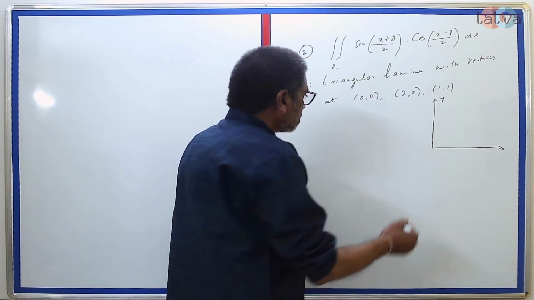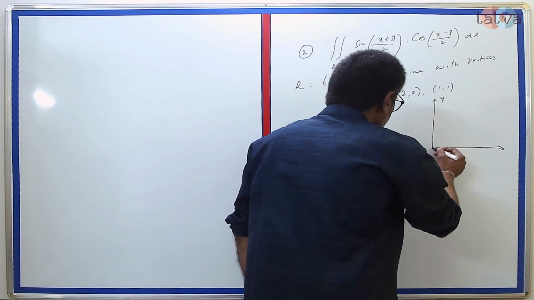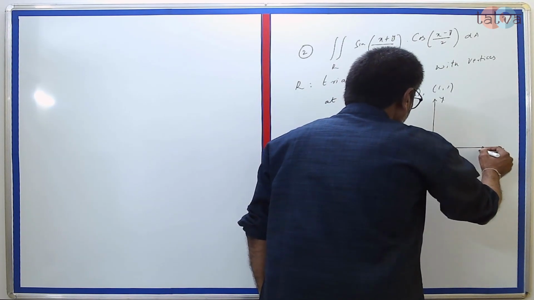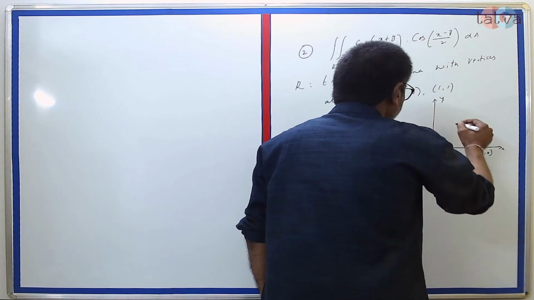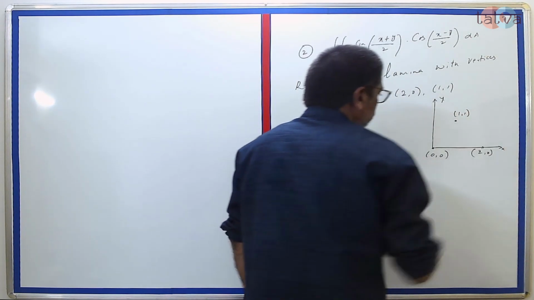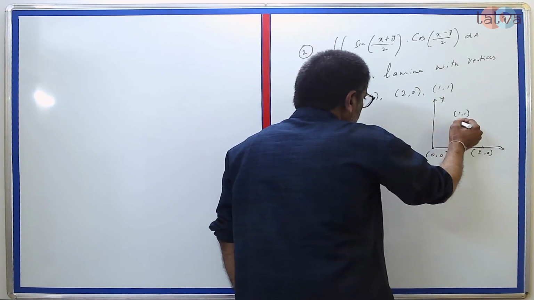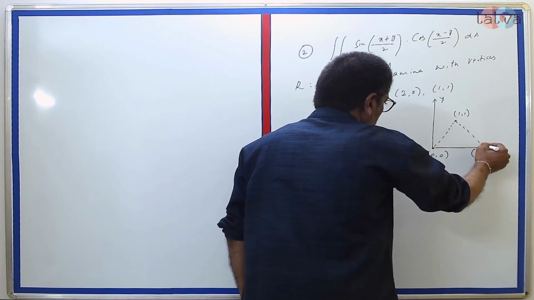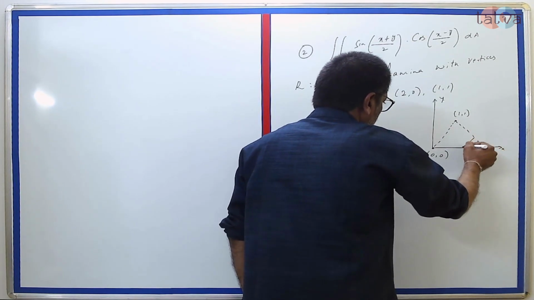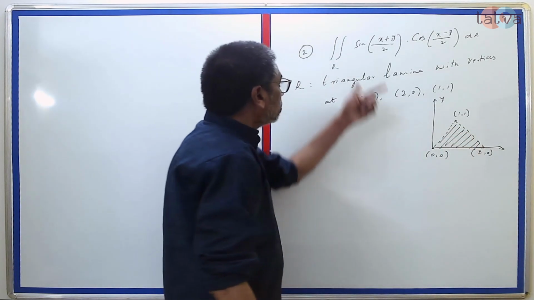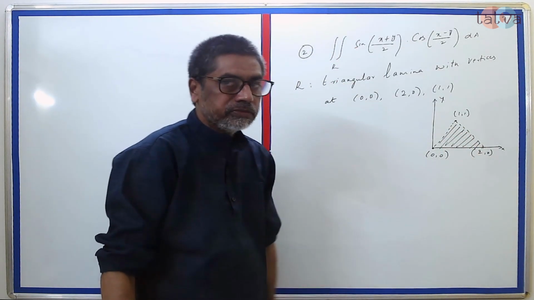So let me first try to describe my region. That is (0, 0). This is (2, 0). And this would be the point (1, 1). So the region on which we want to evaluate this double integral appears like that.